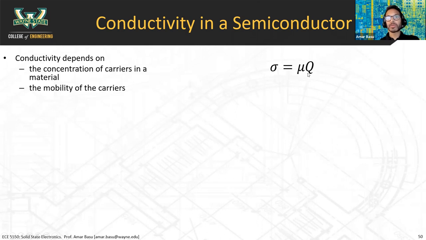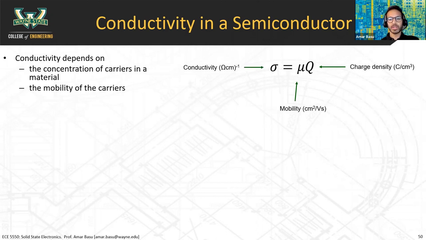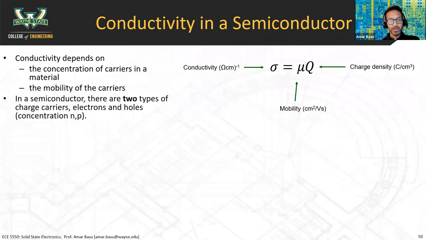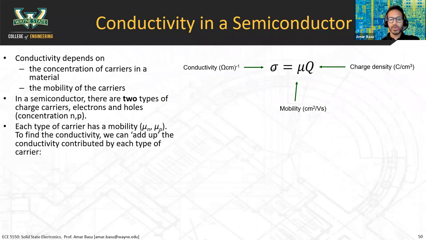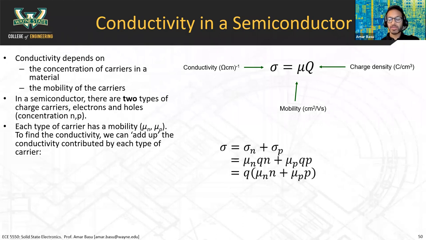Now for a semiconductor, we have to consider that we have two types of charge carriers. This Q is the charge density, mu is the mobility, and sigma is the conductivity. Units for conductivity, by the way, are 1/ohm-centimeters, with a negative one exponent. So in a semiconductor, there are two types of charge carriers, electrons and holes. So this simpler equation has to have two parts. The effective conductivity of a semiconductor is equal to the conductivity due to electrons plus the conductivity due to holes.